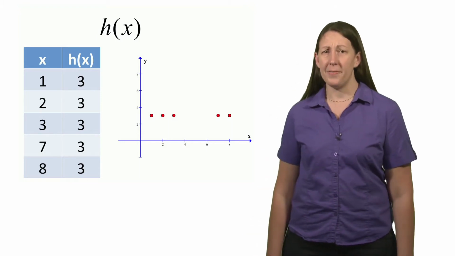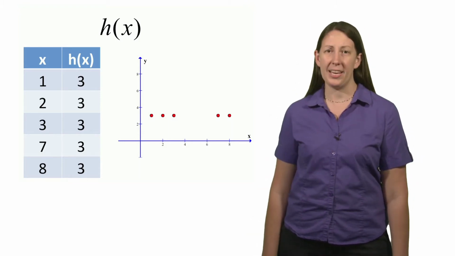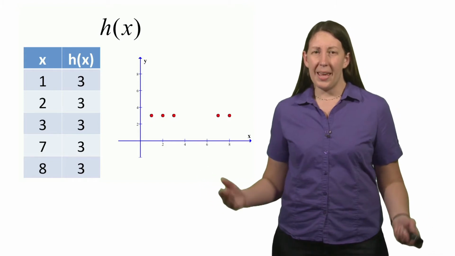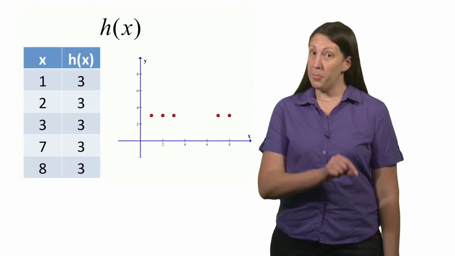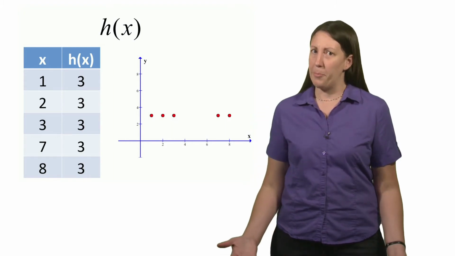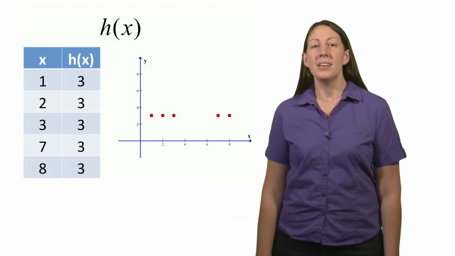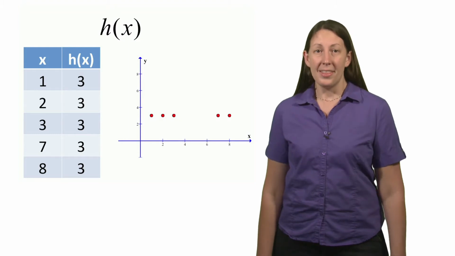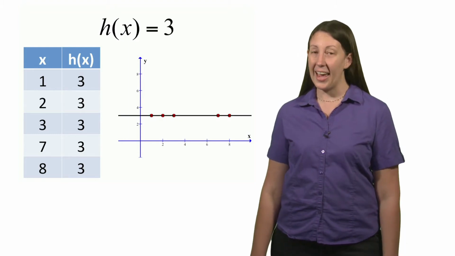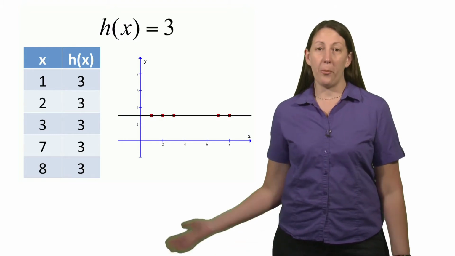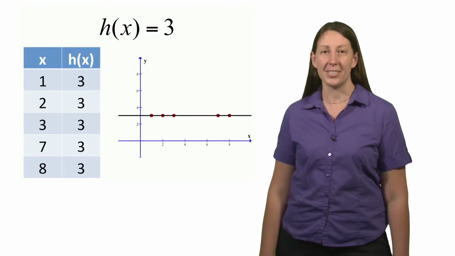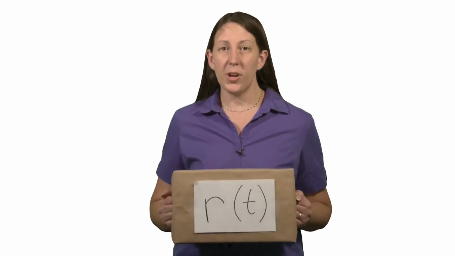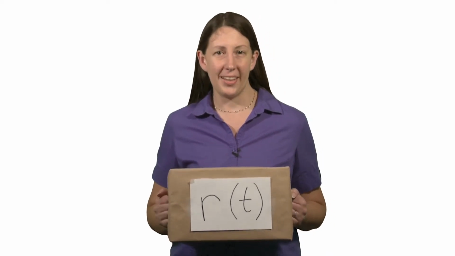A lot of students get confused and think that this isn't a function because all the values were the same. However, notice that for each input, there was only one output. It wasn't like I put in a number and got 2 different outputs. So this actually is a function. The function value is h of x equals 3. No matter what number I input, the output is always 3, and the graph of this function looks like a horizontal line. Let's try one last function, r of t.